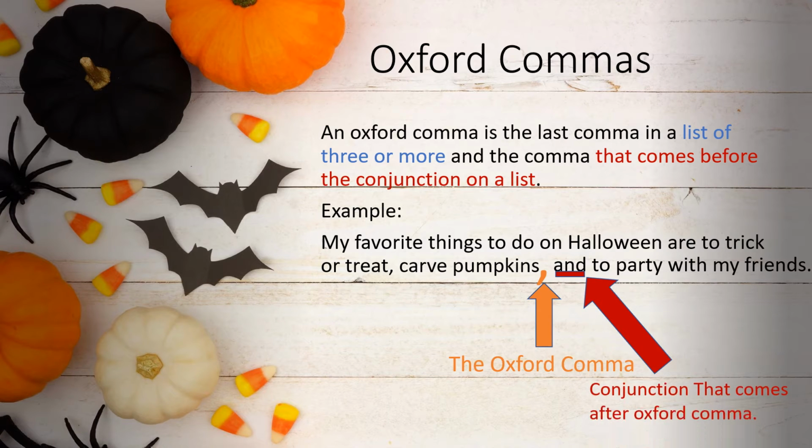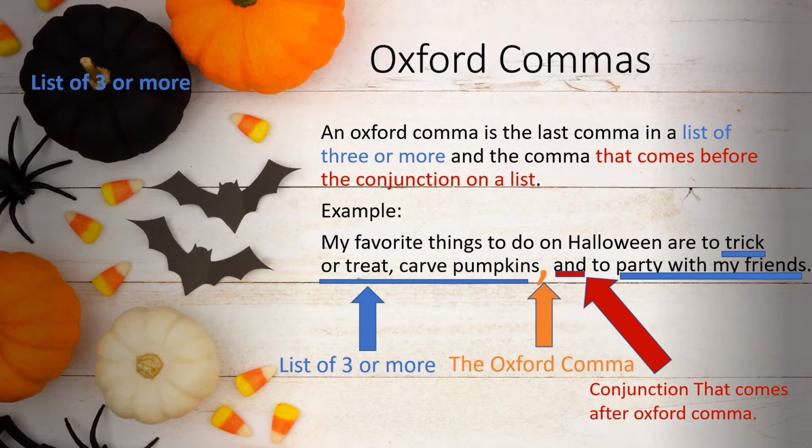The red here is the conjunction that comes after the Oxford comma, and the blue here is the list of 3 or more you need for the Oxford comma to work. Again, you need a list of 3 or more for the Oxford comma to work, and also it's the last comma in a list, and the one that comes before the conjunction.